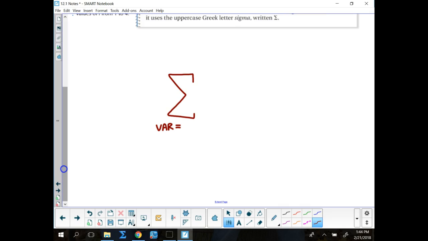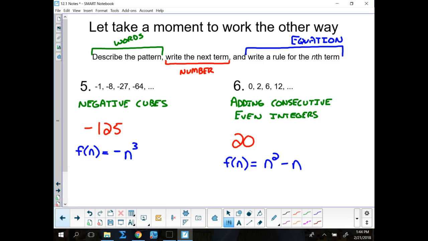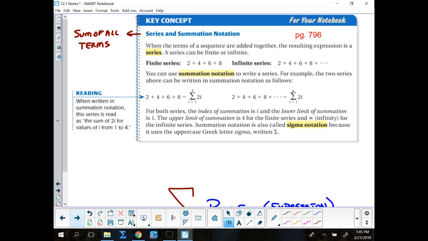N, I, K, any letter there could be our variable. But that's the variable that is going to be in our rule. And your rule is the expression that you get from the pattern. So like in number 5, the rule would have been negative n cubed. The rule in number 6 would have been n squared minus n. You just take that and make it into an expression instead of an equation.